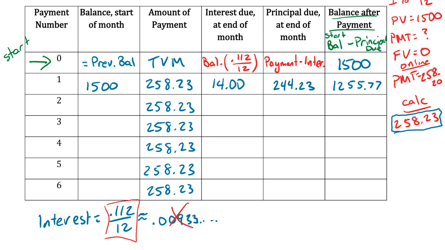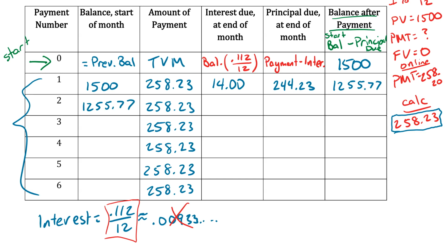All right, so that's one row. You've seen everything that we have to do. We're just gonna have to do it over and over and over. And in this case, six times. All right, so let's go ahead and go to row two. So remember, the balance at the start of the month is now just the same as the previous balance. So the 1255.77.